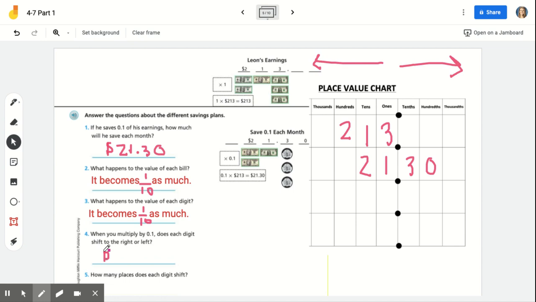They shifted to the right. And by how many place values? Ooh, mine's so messy. Go ahead and write in right for number 4.